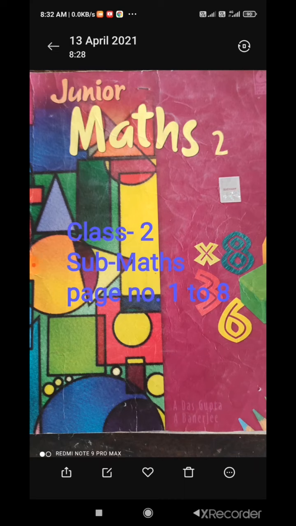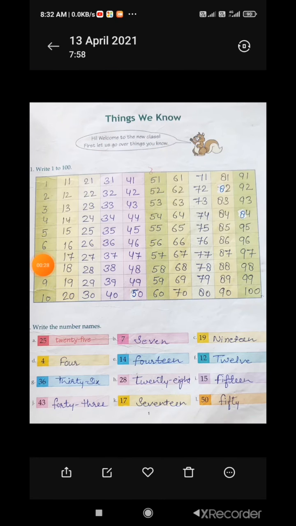Students, today I will teach you two-digit numbers. Page number 1 to 8. So all of you open your books. Page number 1. This is your page number 1.